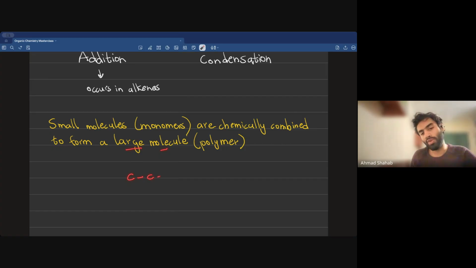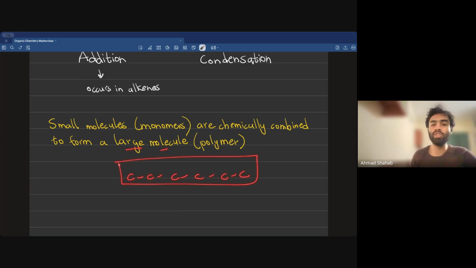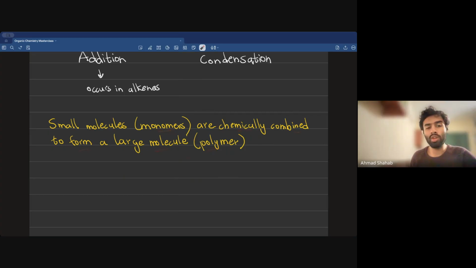For example, one, two, three, four, five, maybe a lot of carbons in it. So you see, this is a huge chain. So small molecules, also known as monomers, are chemically combined to form a large molecule called a polymer, and this is the reaction that we know as polymerization.